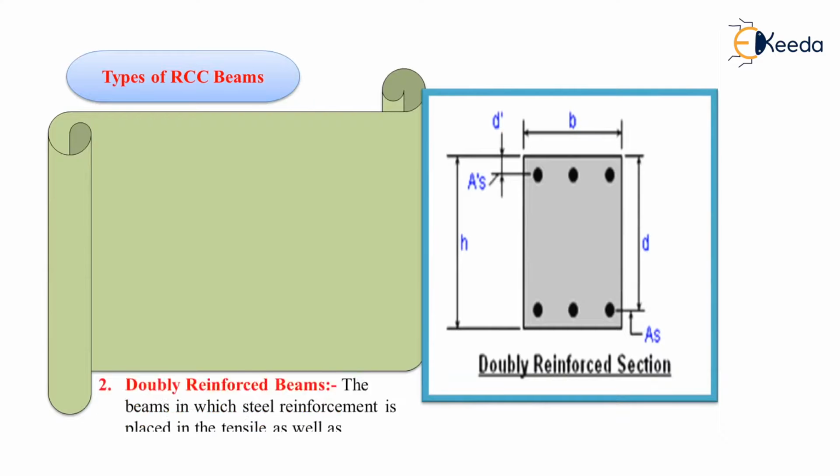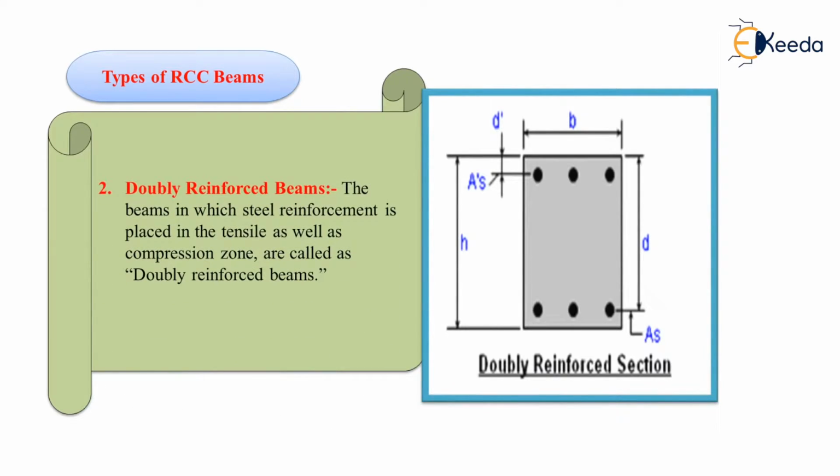Next type is doubly reinforced beam. It is the beam in which steel reinforcement is provided in the tension as well as in the compression zone. Here you can see that in this section the steel reinforcement is provided at the bottom, that is the zone of tension, and at the top of the beam section, that is the zone of compression.